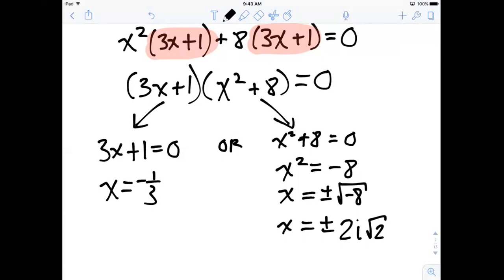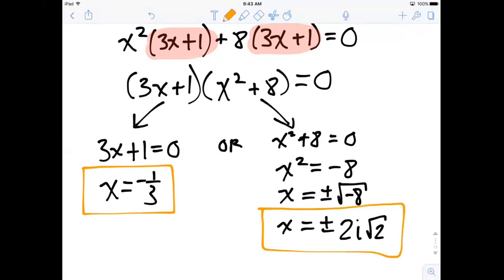So again, that's 3 separate answers that we found. So our 3 solutions are x equals negative 1/3, x equals positive 2i root 2, and x equals negative 2i root 2. So even though I really only put boxes around 2 different things, keep in mind that this second one here is actually representing 2 different solutions because one's positive and one's negative. So overall, we have found 3 solutions or 3 roots, as we expected.